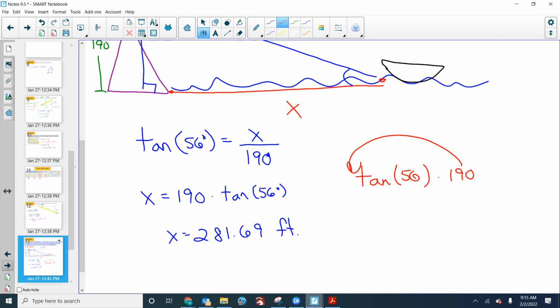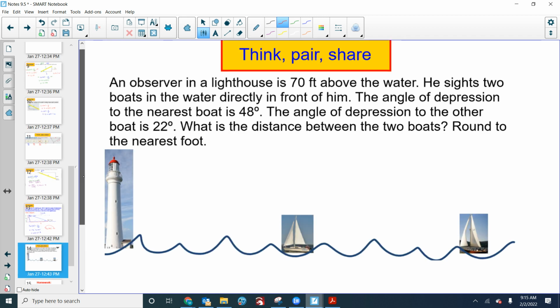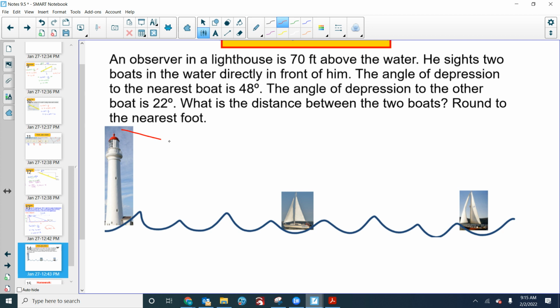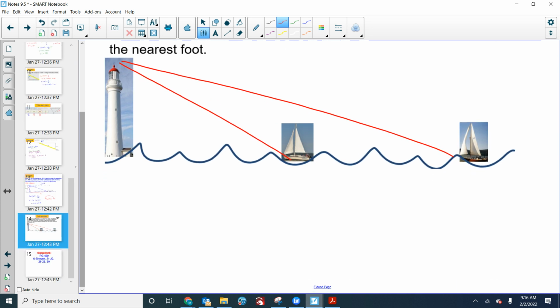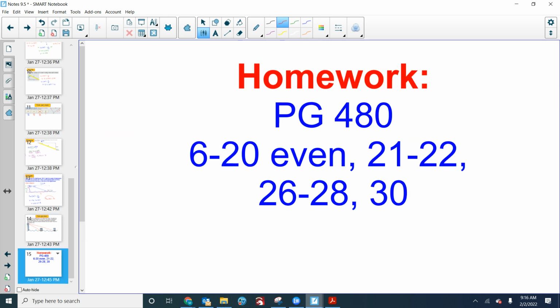All right, the problem we did not get to, I'll give you a hint. You've got two different boats you're looking at. You might have two different right triangles you have to include, all right? That's an optional problem. We know who's not going to do that one. All right? There's your homework for tonight.